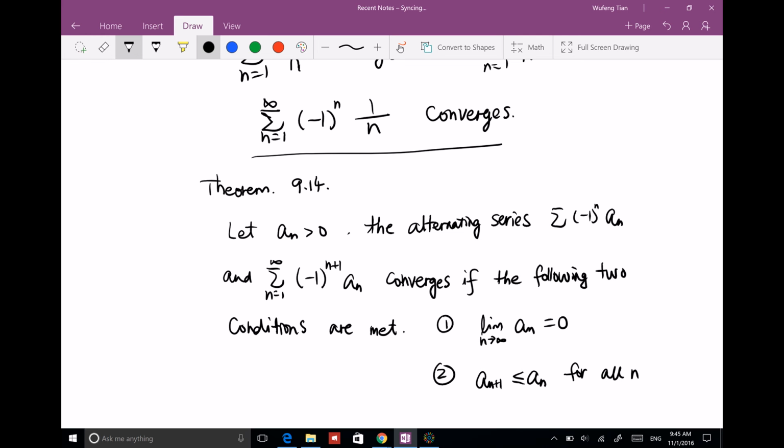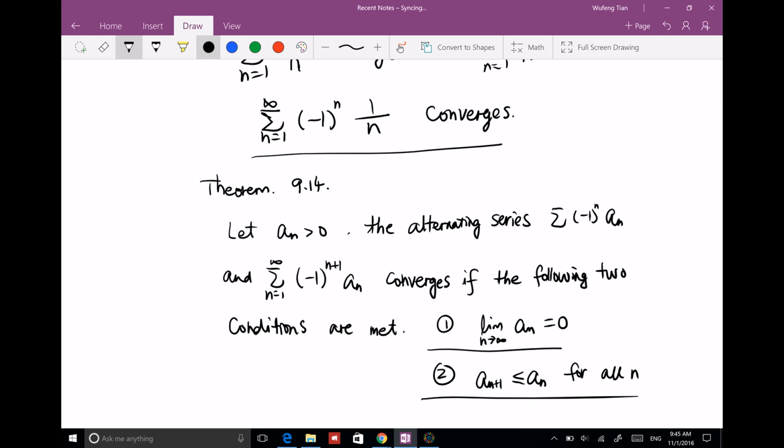Okay. Just not the signs, but just the a_n terms itself is decreasing. a_(n+1) is less than or equal to a_n, and the limit of a_n as n goes to infinity is 0. And then we have these two conditions, then it converges. Well, if we use this theorem, you can say yeah, it converges, because first, as n goes to infinity, 1 over infinity goes to 0.